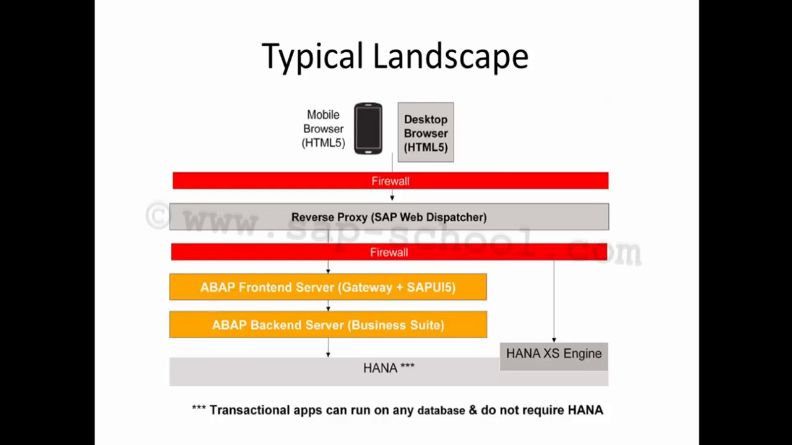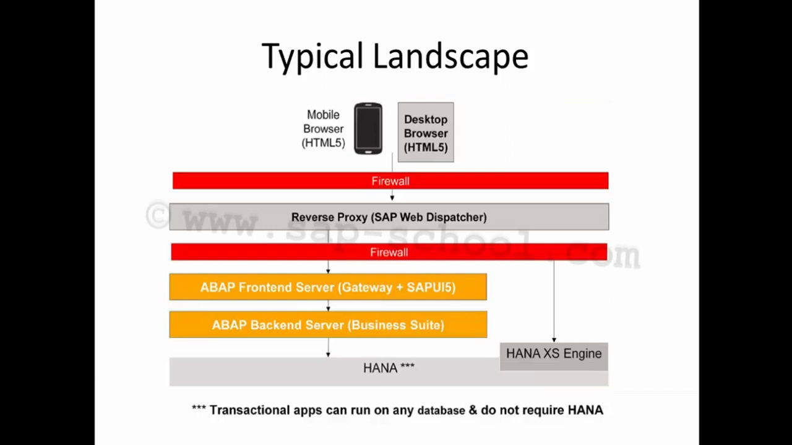So basically these are the main components which come under the SAP Fiori app. If we are implementing an SAP Fiori app, we need clients which support HTML5. After that we need a reverse proxy. SAP Web Dispatcher is recommended for this purpose. Then we have the ABAP front-end server and the ABAP backend server. Then we need the HANA database and the HANA Access Engine for the analytical apps and fact sheets. However, for the transactional apps we can use any database.